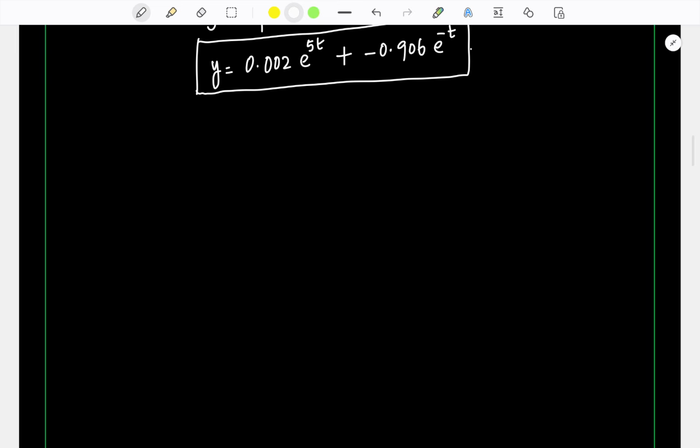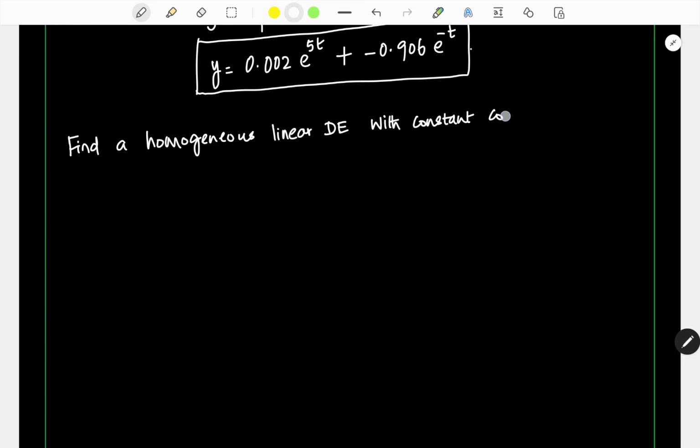Okay, right. So find a homogeneous linear differential equation. Question number 53. Okay, first I'll write the question. Find a homogeneous linear differential equation with constant coefficients, and whose general solution is given.